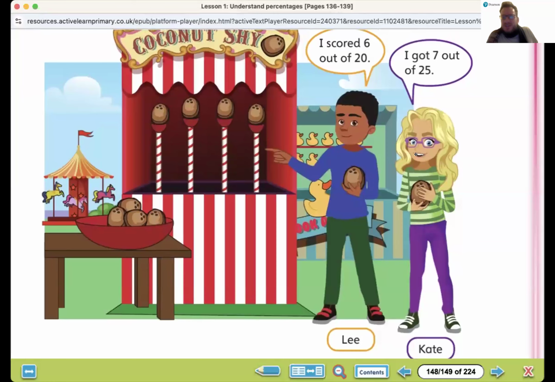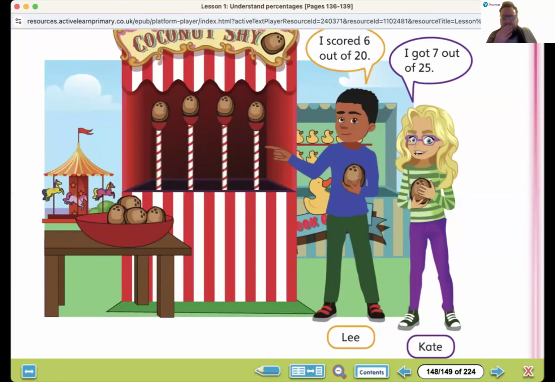Lee scored 6 out of 20, Kate scored 7 out of 25. What do you think that means? The "out of" language. They might be able to talk about that. They might be able to talk about penalties, or they might be able to talk about how many 3 out of a group of 5 friends or something like that.